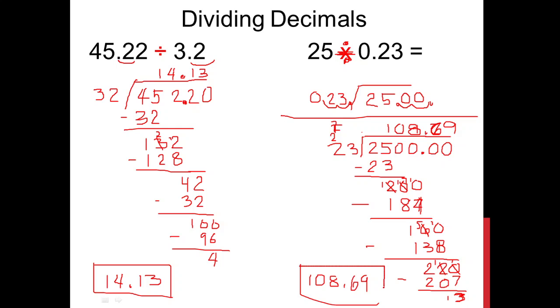Okay, so again, in dividing decimals, we need our divisor to be a whole number. So if your divisor is a decimal, you need to move your decimal point up to the last number. And then the number of times you move your decimal point, that's also the number of times you move the decimal point on your dividend.